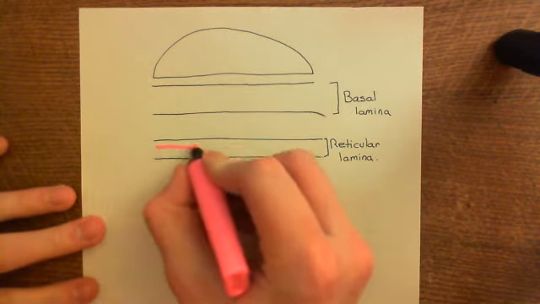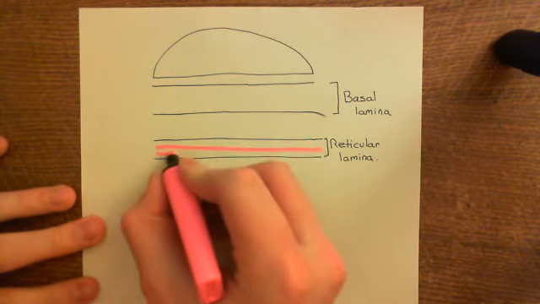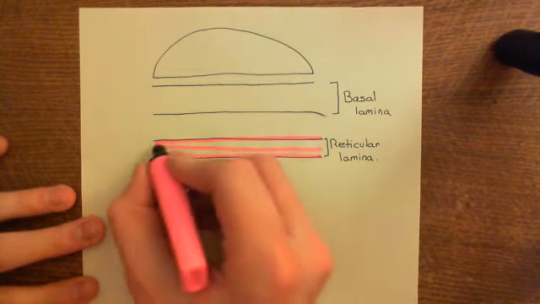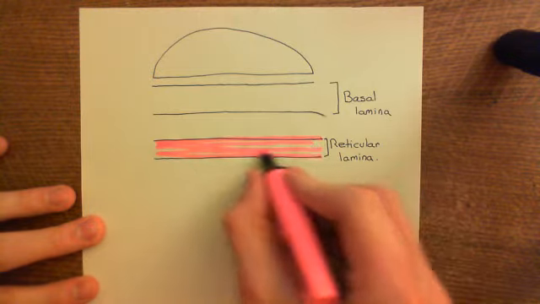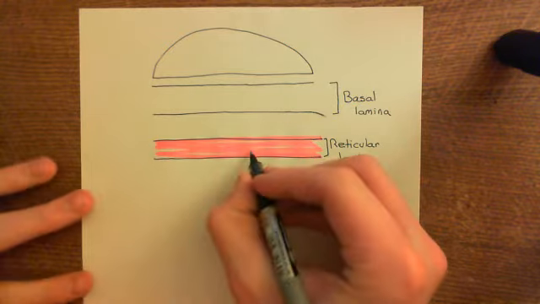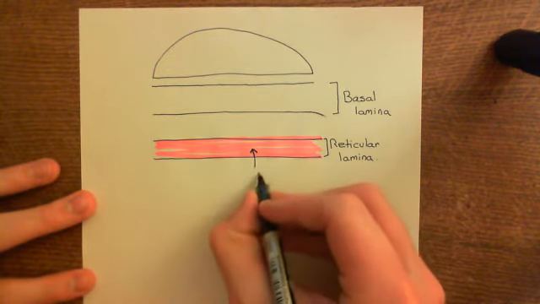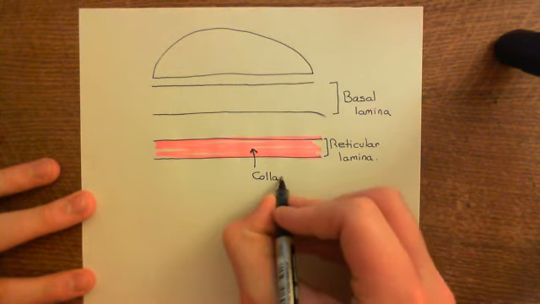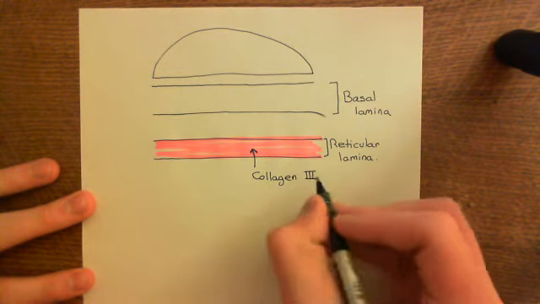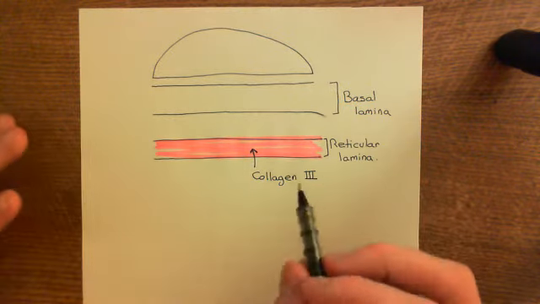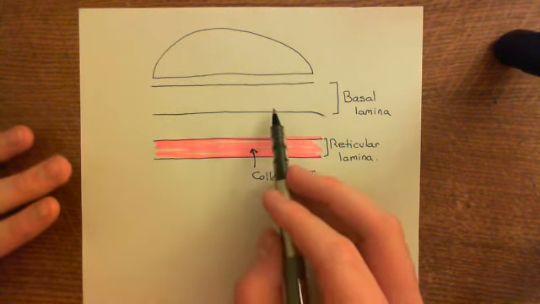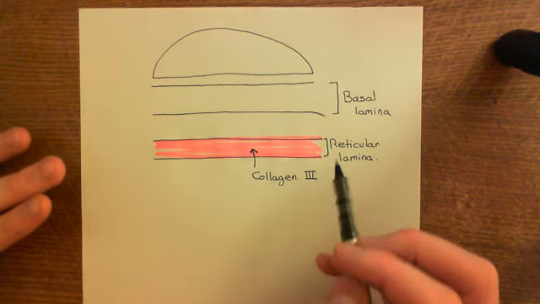The reticular lamina consists of collagen fibers, and these are a specific type of collagen fibers. It specifically consists of collagen type 3, which I will show here in pink. All of these fibers are supposed to represent collagen type 3, and it's written with Roman numerals usually. So you've got a layer of collagen type 3 underneath the basal lamina, and this is known as the reticular lamina.